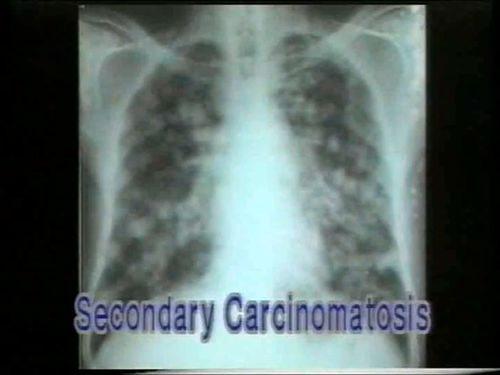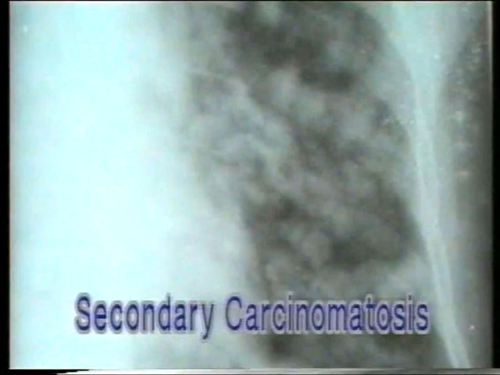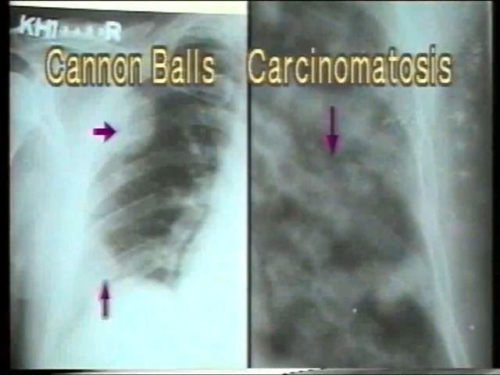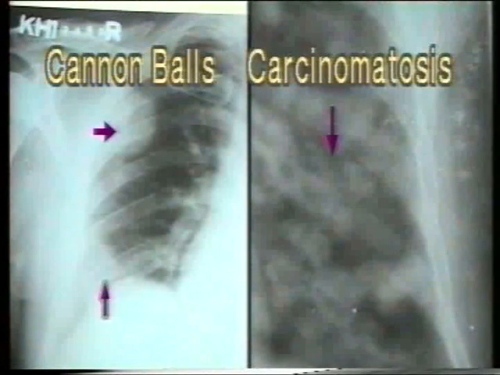This is another X-ray showing secondary carcinomatosis. Note the large number of opacities, varying in size, many of them confluent with each other. They are quite different from the cannonball metastasis, which are very sharply defined and discrete. On the right, we see opacities of carcinomatosis, which are not perfectly round and the border is not sharp.